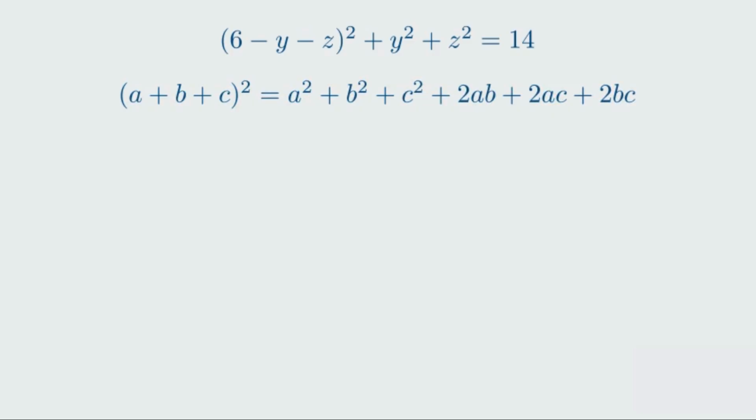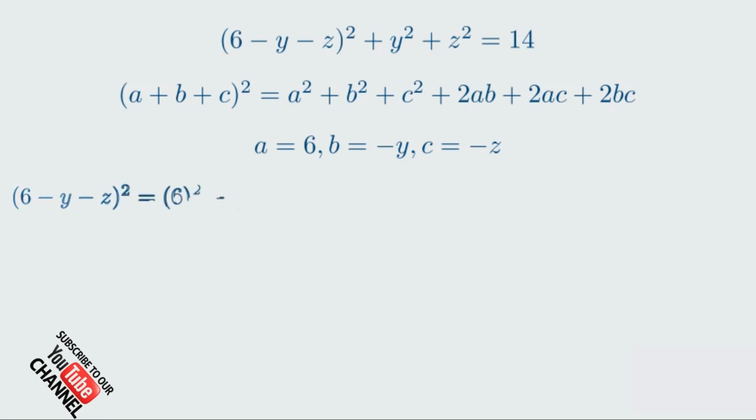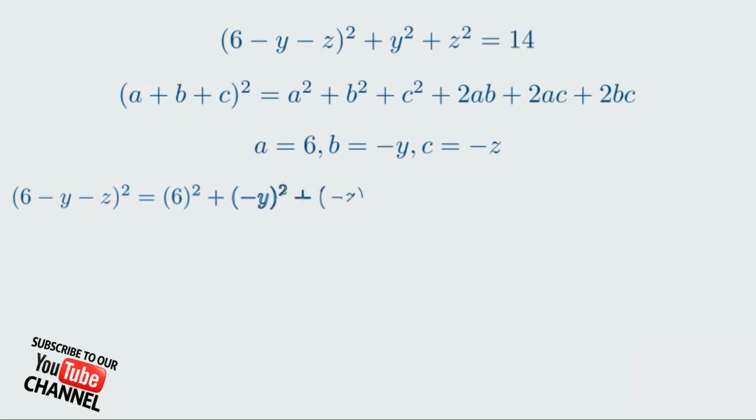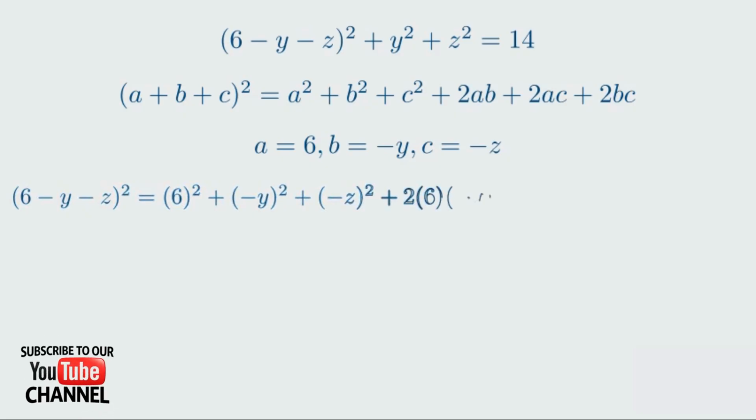Let's identify our a, b, and c. In our expression, a is 6, b is negative y, and c is negative z. So, we have a equals 6, b equals negative y, and c equals negative z. Now we substitute these into the trinomial expansion formula. That gives us 6 squared plus negative y squared plus negative z squared plus 2 times 6 times negative y plus 2 times 6 times negative z plus 2 times negative y times negative z. This is the expansion of our squared term.